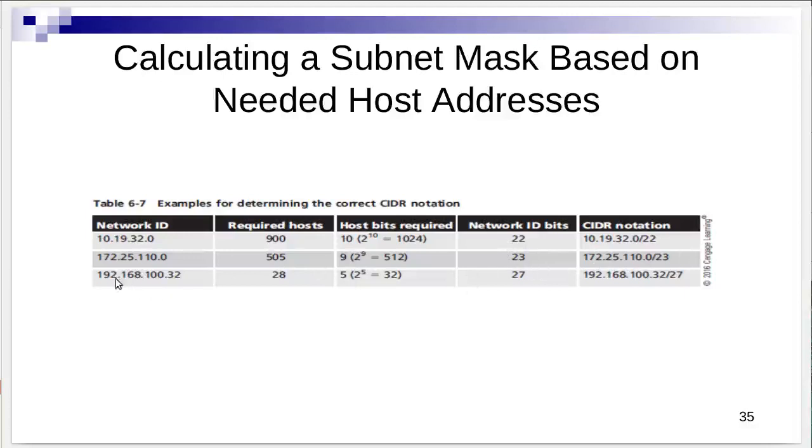Let's say we have another subnet, 192.168.100.32, and we need 28 hosts. The nearest power of 2 is 32, which means 5 bits. And remember, you lose 2 of those, so we end up having only 30 hosts possible, but that's good enough to fit 28. So we go ahead and use the 5 bits for the host ID part, which leaves us with 27 bits for the network ID part. And so we would write the address this way in CIDR notation: 192.168.100.32/27 for 27 network ID bits.